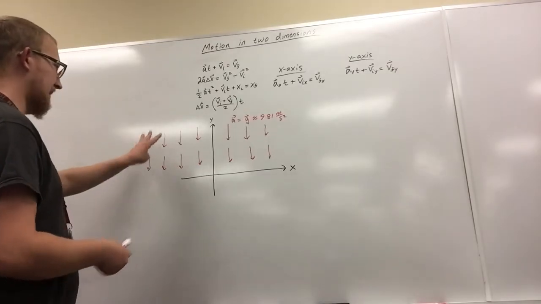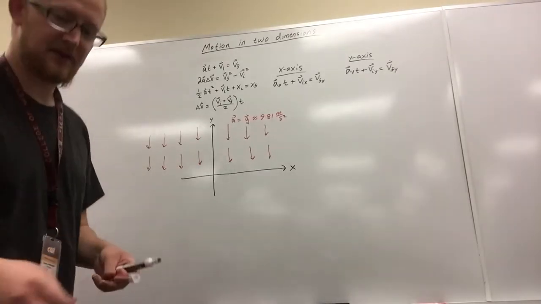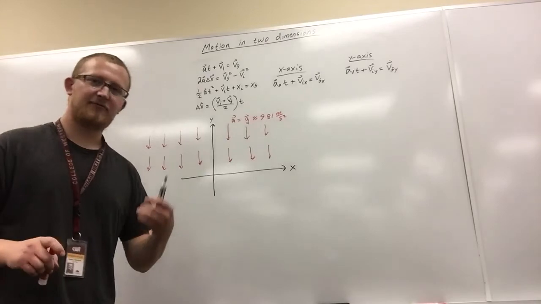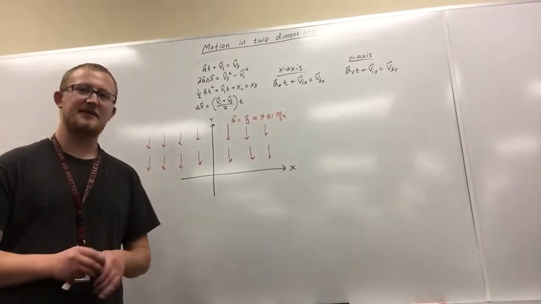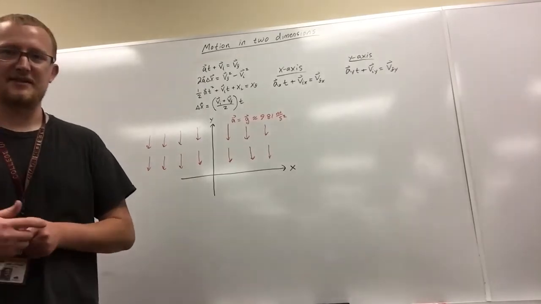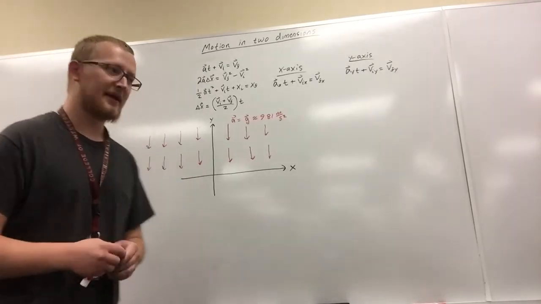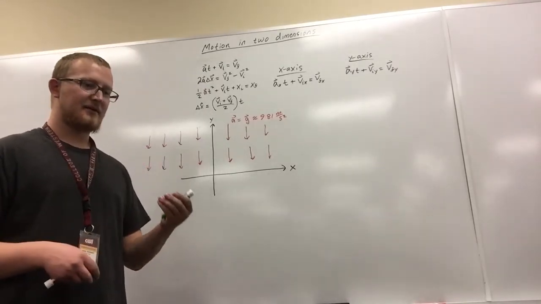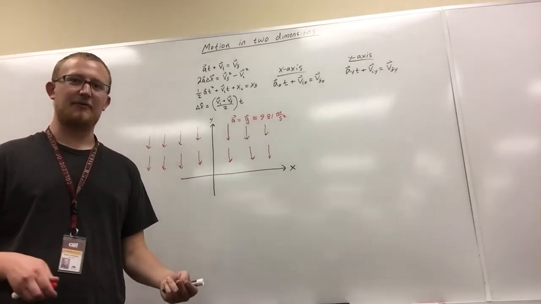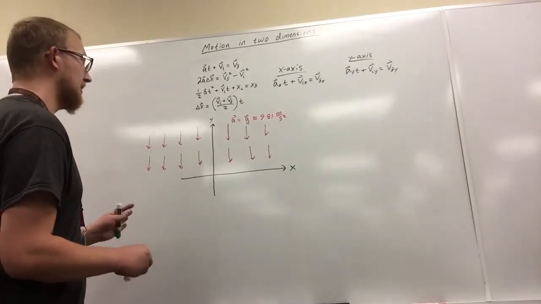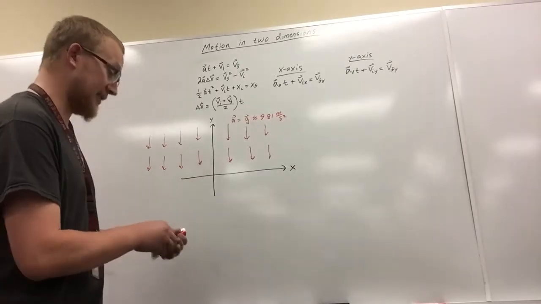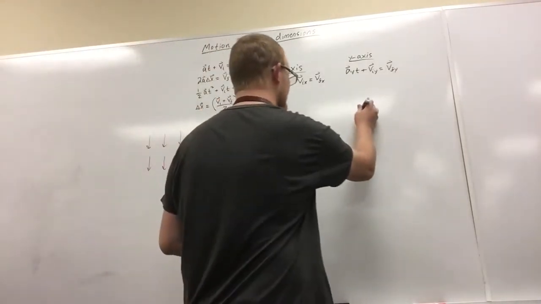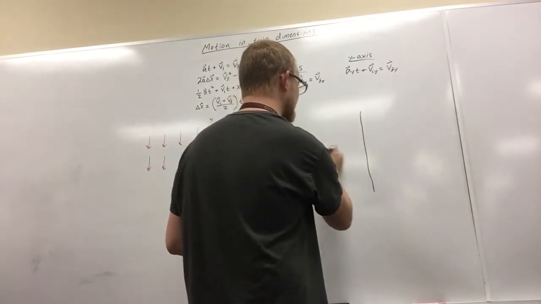Now that we know there's this field here, we also know from Newton's first law that an object in motion tends to stay in motion, and an object at rest tends to stay at rest. That's an important concept, because without this gravitational field, let's imagine we're in deep space.